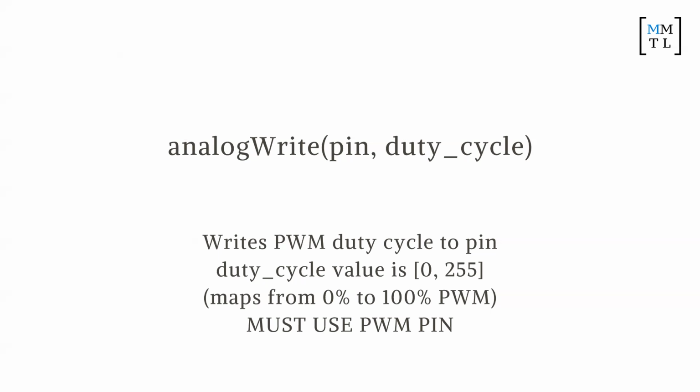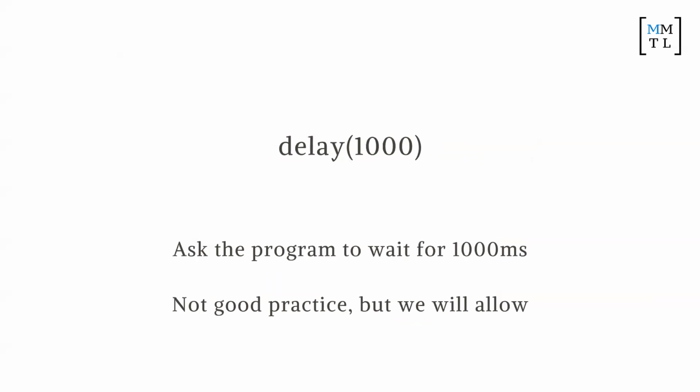Now the duty cycle value itself is written from 0 to 255, again because of the 8-bit nature, whereby you need to refer to this value. So 0 here maps to 0% PWM, and 255 maps to 100% PWM. And recall that you must use a PWM pin, okay? To recall which one's a PWM pin, there's that tilde sign that you can see on the Arduino, so make sure that you use a PWM pin.